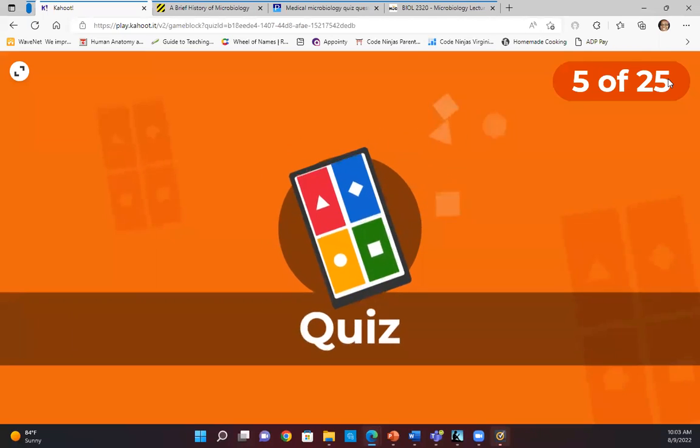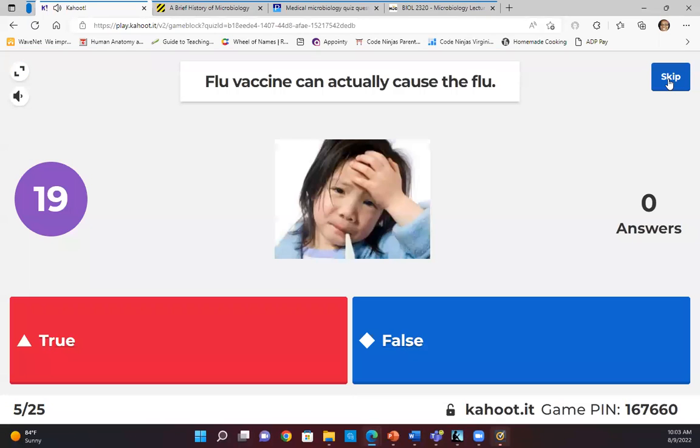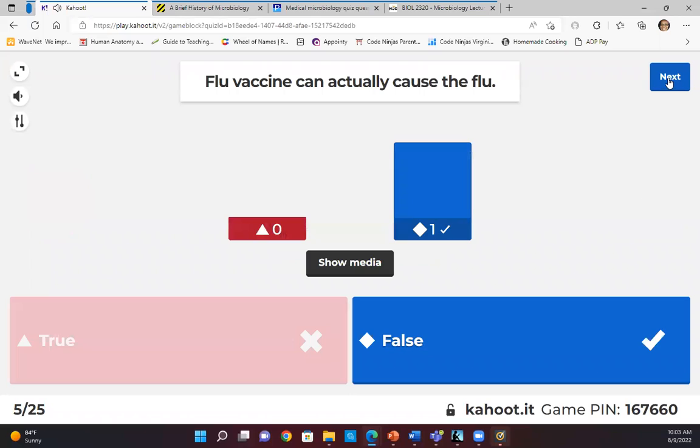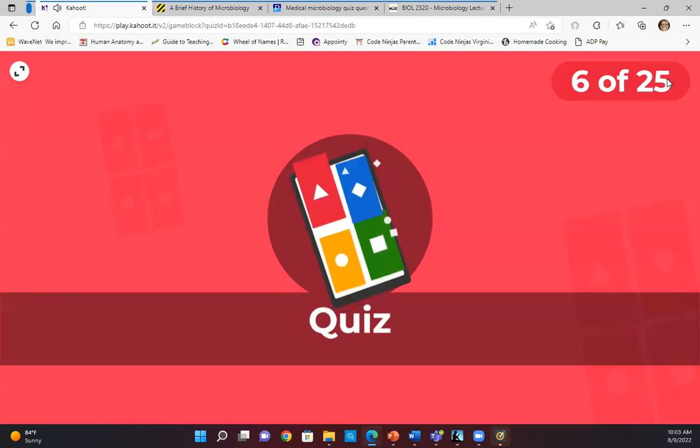Okay. All right, question 5. Flu vaccine can actually cause the flu. True or false? And that is false. It does not cause the flu. Okay, great job.